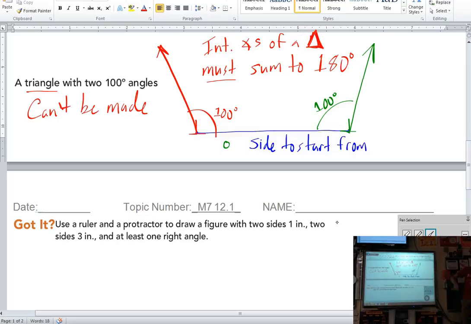What are two angles on the bottom of the same size that could work? Andrew? 80. Yeah. If I did 80 and 80, what's 80 plus 80? That's 160, and I still have 20 degrees left over for that top angle. But this one can't be made because the interior angles of a triangle must sum to 180. Any questions on that?